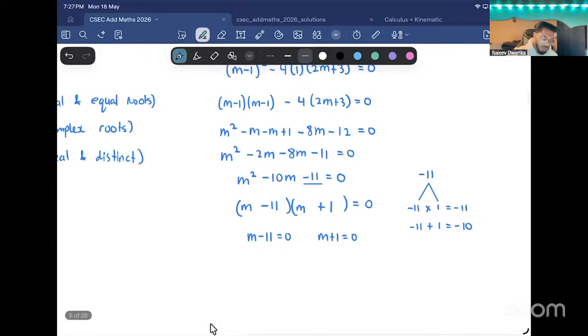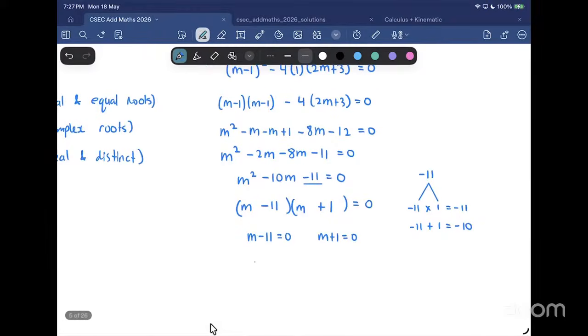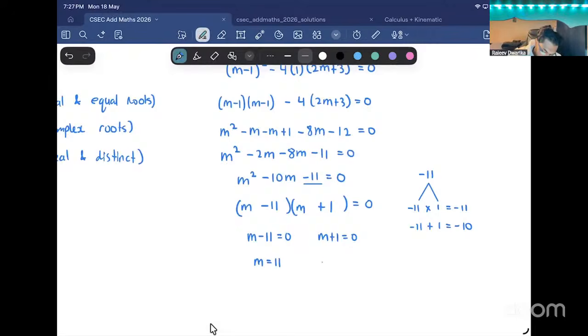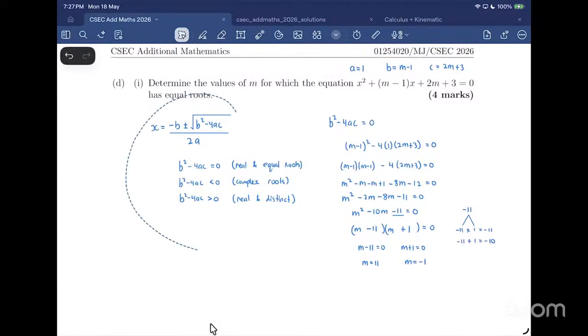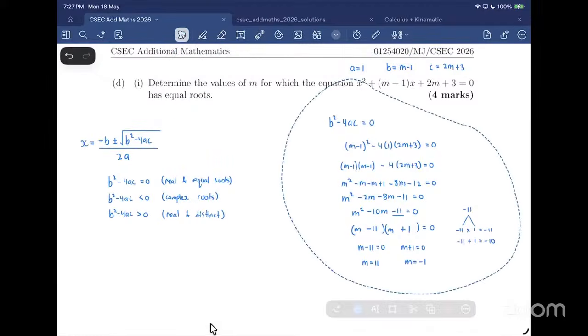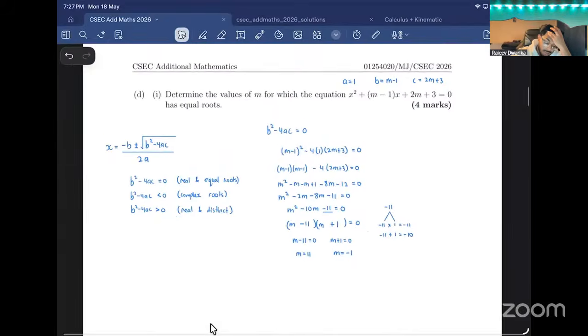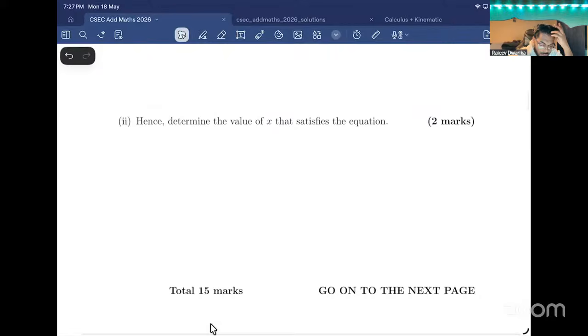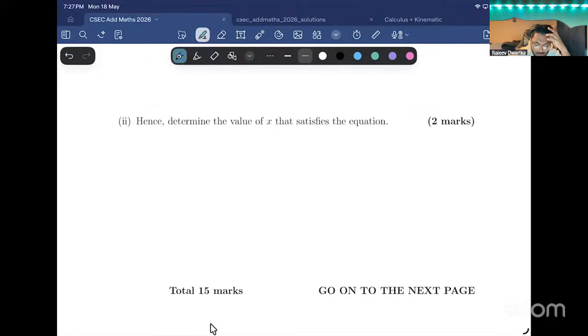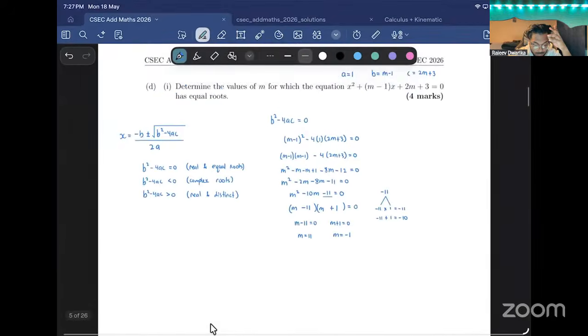So what are my two solutions? 11 and negative 1. Right, so m would be 11, and m would be negative 1. Bam. Liam, you got that right? Yeah. All right, blessings. So if it has equal roots, then the discriminant is equal to 0. So b squared minus 4ac is equal to 0. Right, hence determine the values of x that satisfies the equation.